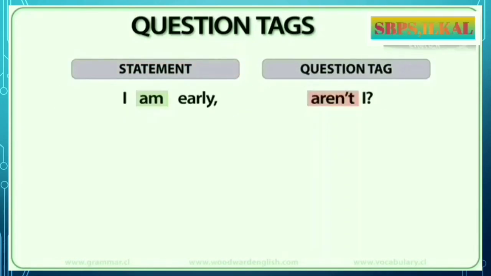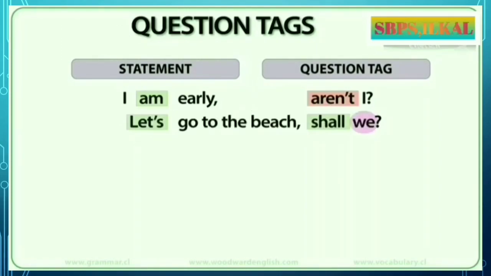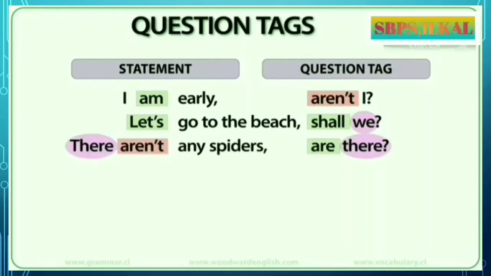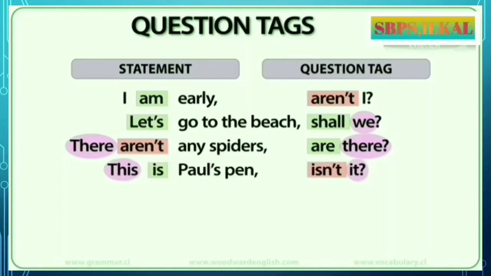Is it clear, students? Now here be careful with the following question tags. I am early, aren't I? Next, second one, let's go to the beach, shall we? So children, when the statement begins with let's, the question tag is shall we? There aren't any spiders, are they? This is Paul's pen, isn't it? So next one, don't forget, will you?